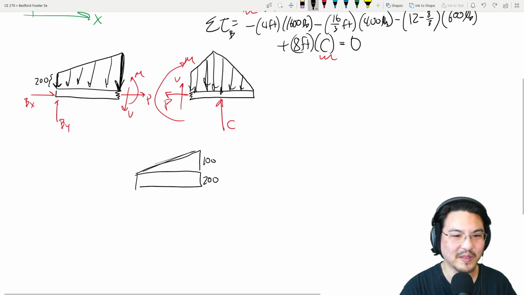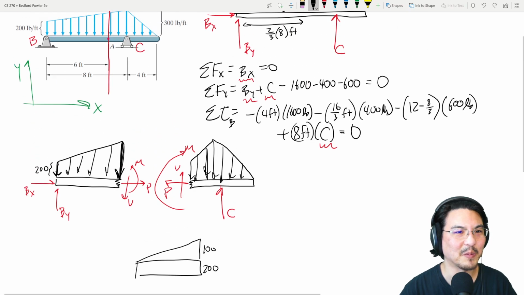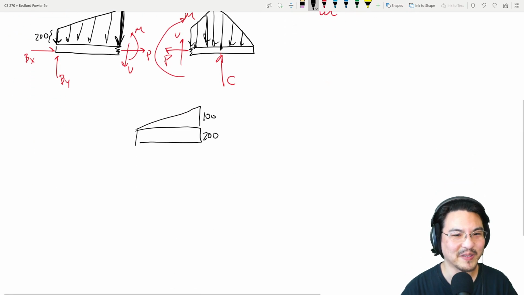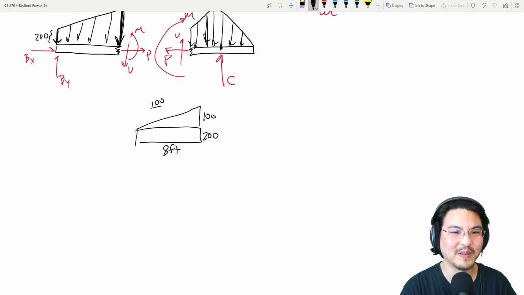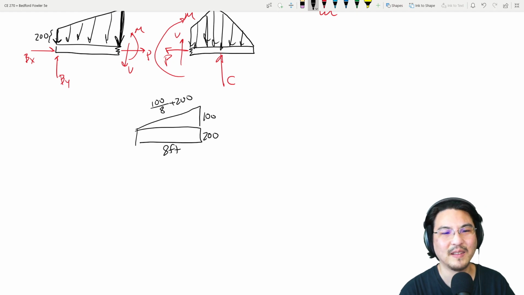So what is the slope? Let me look one more time. It was 8 feet across this way. Okay, so what's the slope of this? Rise over run. The slope is 100 over 8. And then you see how there's this y-intercept like this? Plus 200. So that's the function.